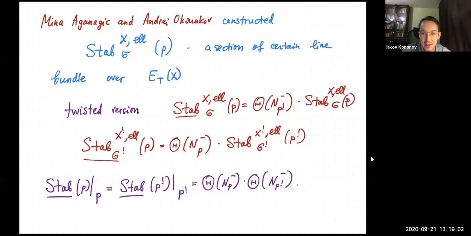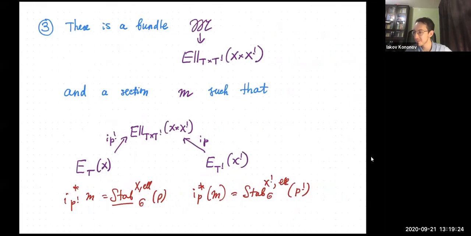And if we define it this way, then we see that on the diagonal, the values are the same. So stable envelope of point P restricted to P is the same as stable envelope of the point P factorial restricted to P factorial.